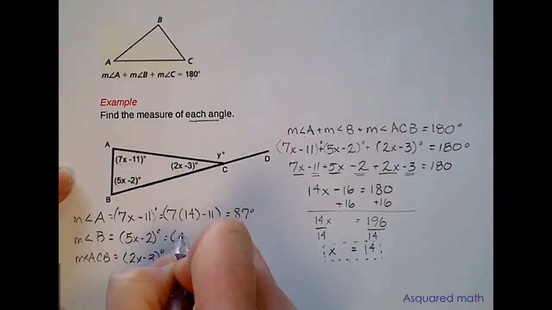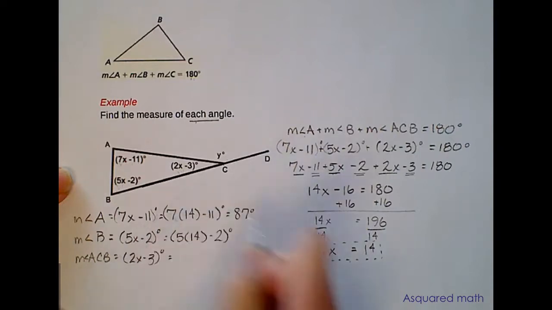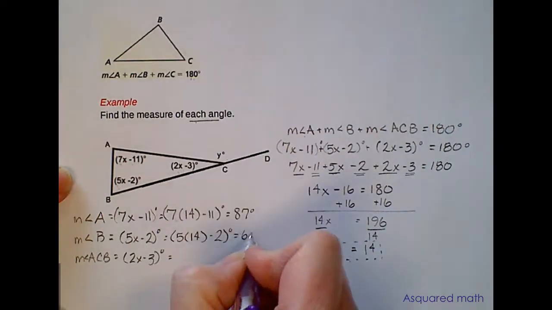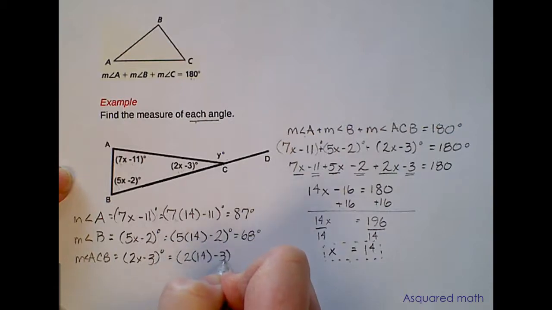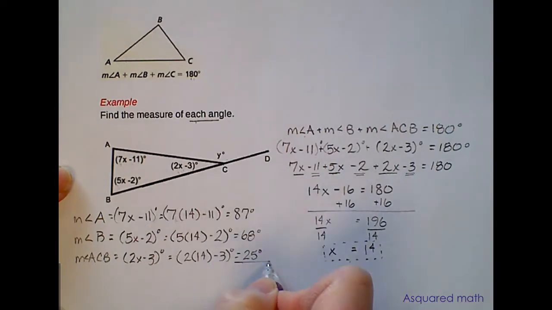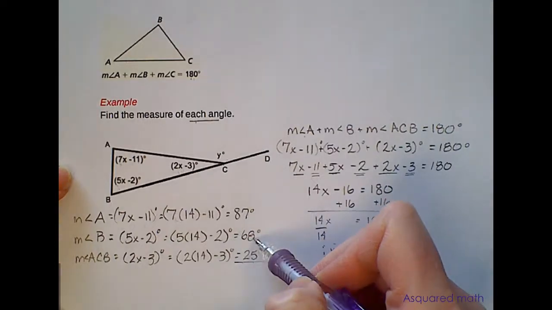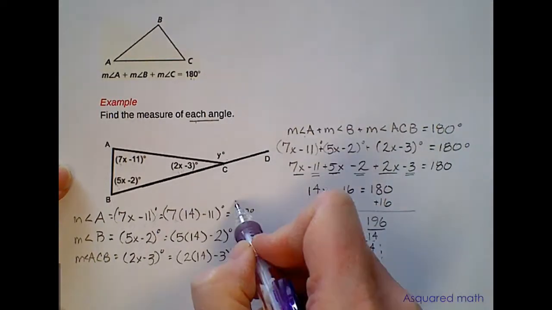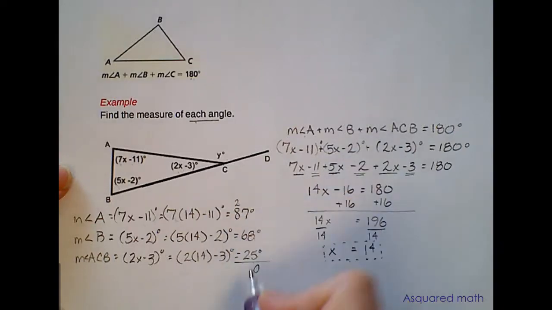Next we will have 5 times 14 minus 2 degrees. That gives us 68 degrees. And finally we will have 2 times 14 minus 3 degrees, or 25 degrees. You'll want to double check that this all adds up to 180 degrees. 7 plus 8 is 15, plus 5 is 20, carry that 2, 2 plus 8 is 10 plus 6, 16, plus 2 is 18. So 180 degrees. So check mark, yay, done.